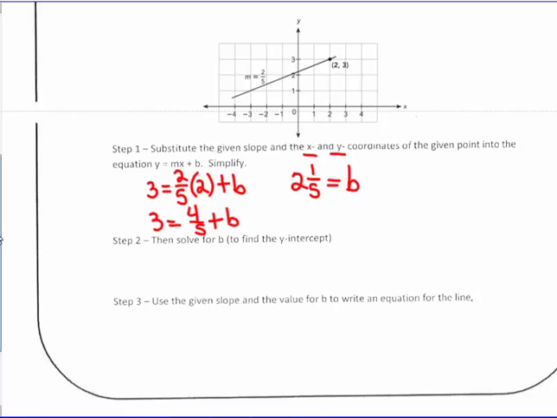So, solve for b, which I did. I got 2 1/5, or 11/5. Use that given slope and now the value for b and write the equation of the line. So my equation is y equals 2/5, my slope, m, x, plus my b. I can write it as 11/5, or I could write it as 2 1/5. Either way, same equation. So given a slope and the point, put the slope in, put the coordinates of the point in, and then write the equation in y equals mx plus b function form.